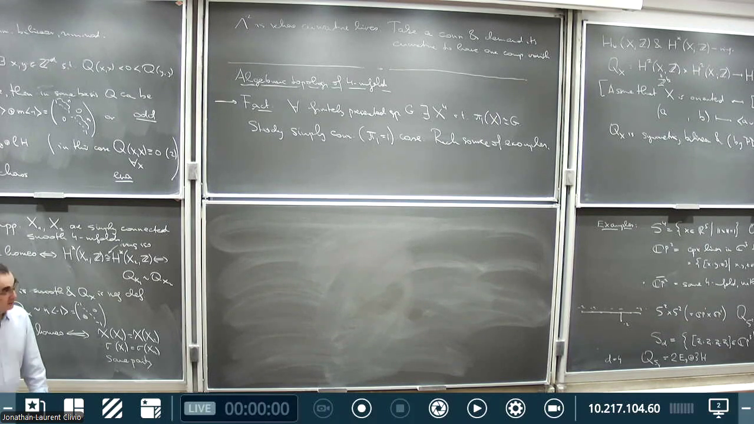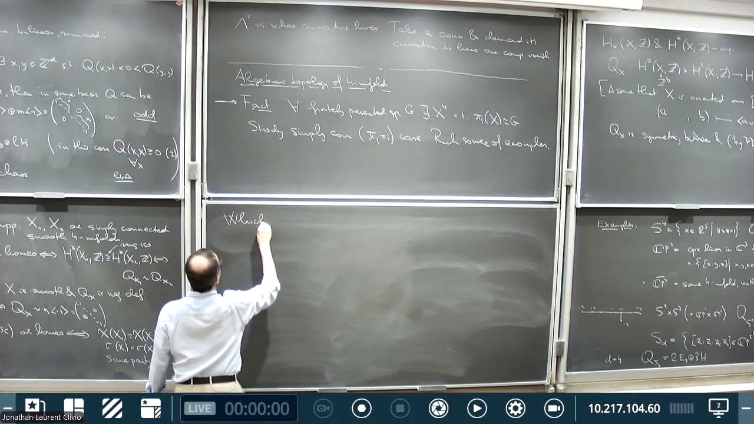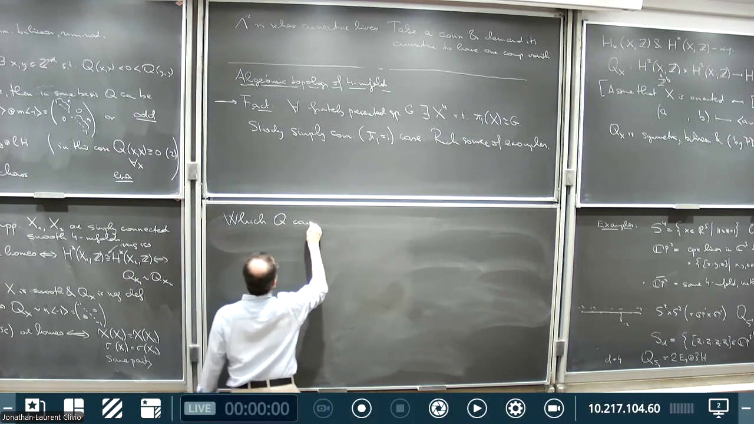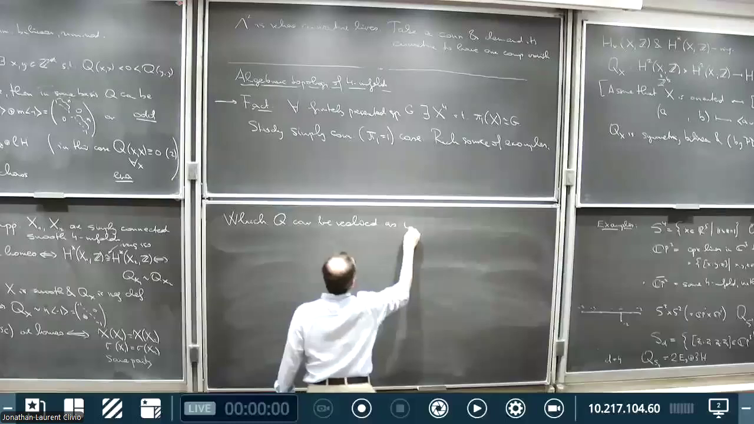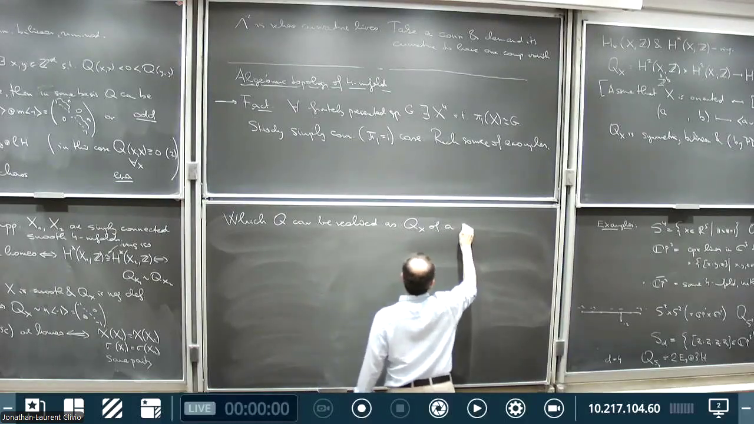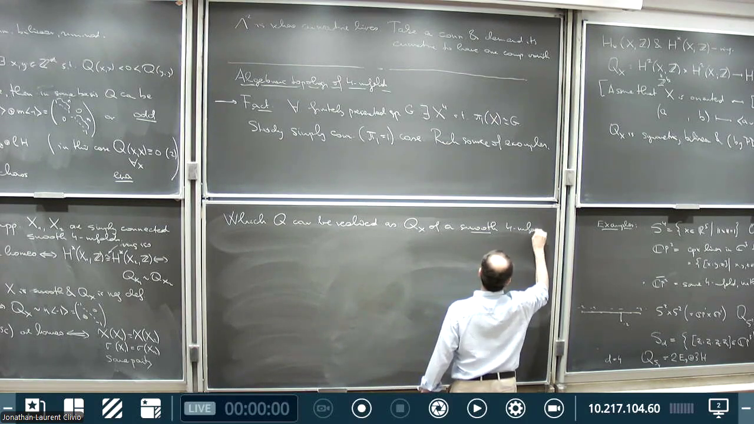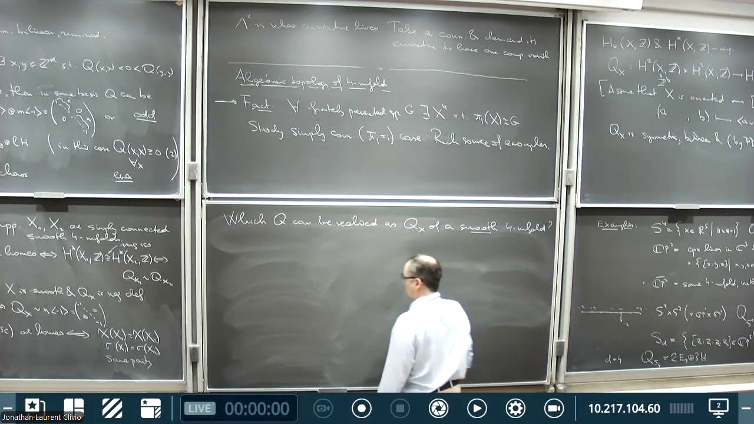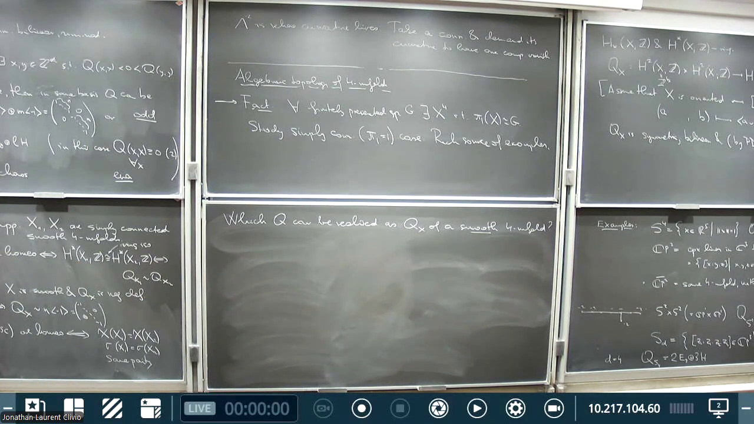But there is still a question: which Q can be realized as Qx of a smooth four-manifold? So these theorems just tell us how to relate the two, but when can we realize them? And here is a little observation.